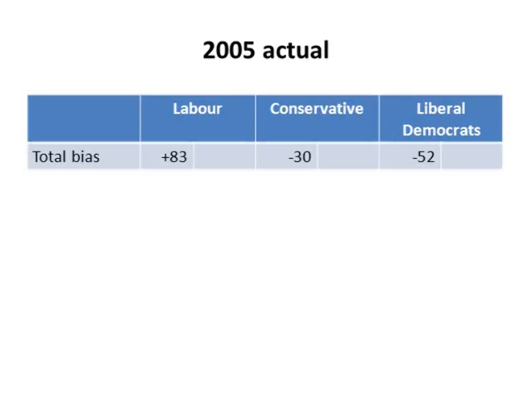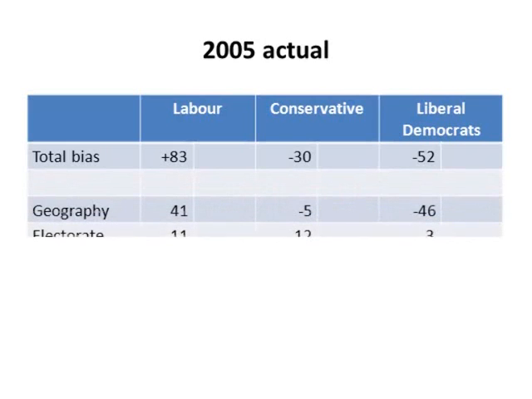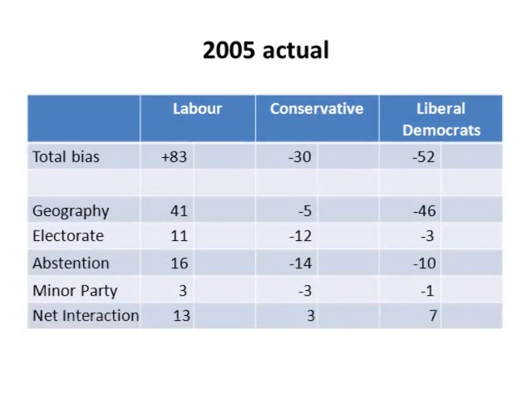So let's just cast our mind back to the 2005 general election, and that's the outcome in terms of the total bias, using the same method that we've just used to look at the 2010. So Labour plus 83, and the system is biased against the Conservatives and Liberal Democrats. Let's just look at where that bias came from.